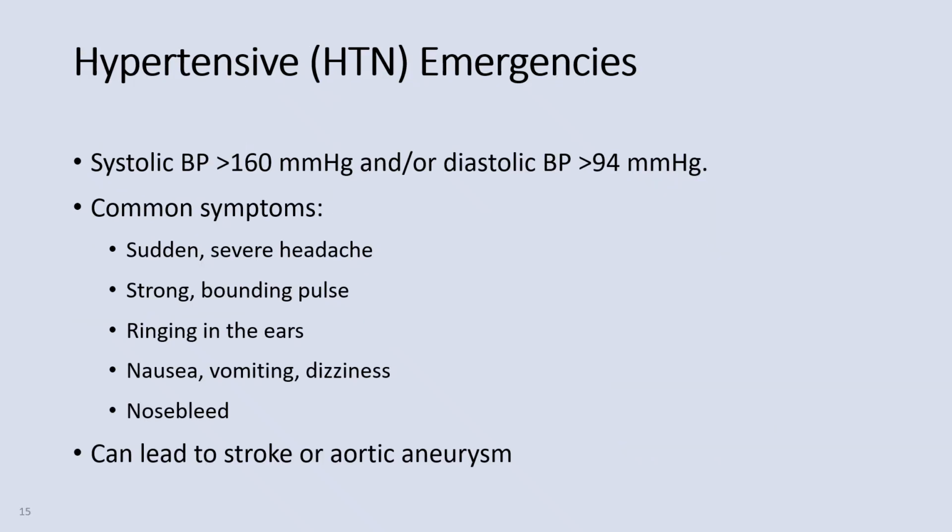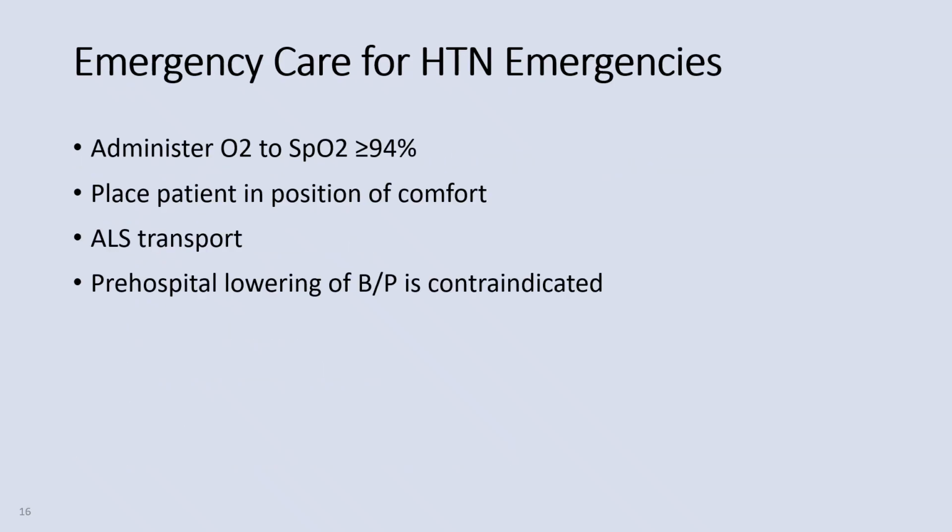Hypertension is commonly defined as a systolic blood pressure greater than 160 and or a diastolic blood pressure greater than 94. Common symptoms of a hypertensive crisis include a sudden onset of a severe headache, a strong and bounding pulse, and tinnitus or ringing in the ears. A patient experiencing a hypertensive crisis may also present with complaints of nausea and vomiting, dizziness, and a nosebleed that is difficult to control. Prolonged hypertension can lead to stroke and aortic aneurysm. The medical abbreviation for hypertension is HTN in all caps.